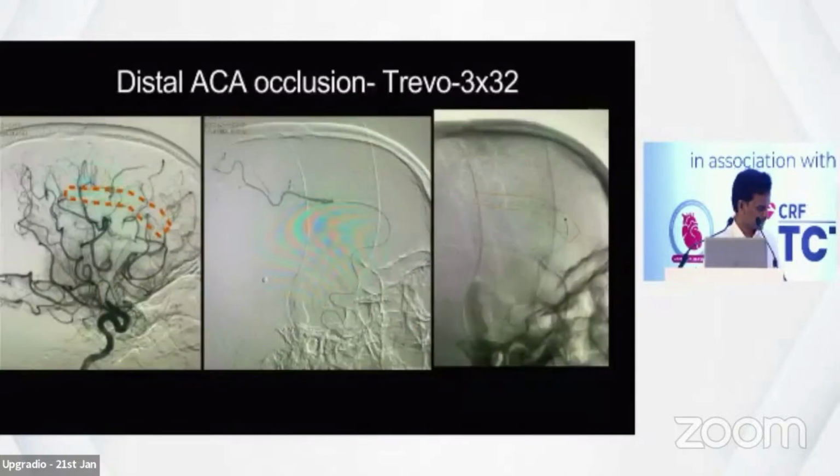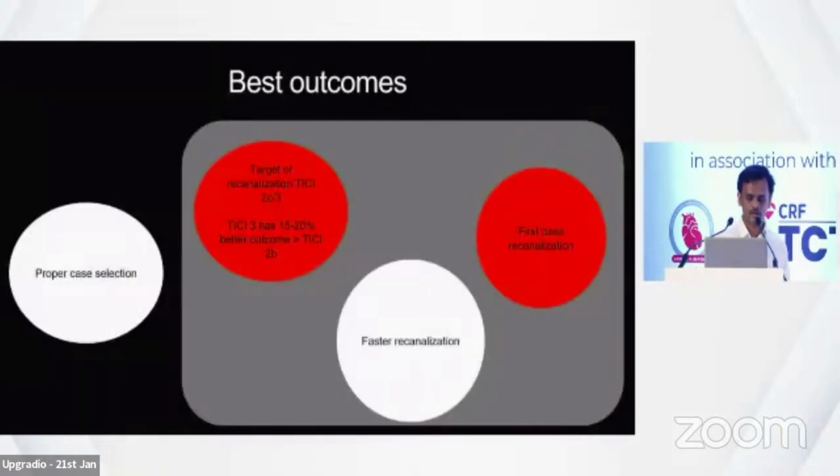Sorry. So this is a very distal location. You can see it's in the anterior cerebral artery. So there, the vessels are smaller in caliber. You can see it's around 1.5 mm. So we use a stent retriever, this stent retriever mesh kind of thing. We used a diameter of 3 with a length of 32 mm. So we need to size it according to the target vessel.